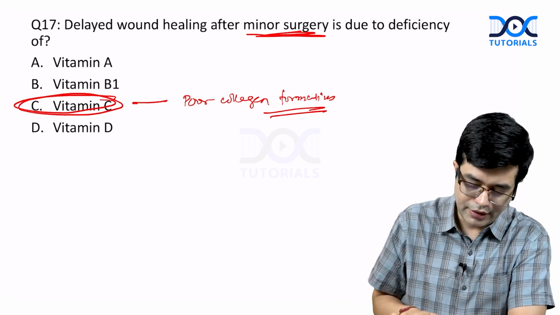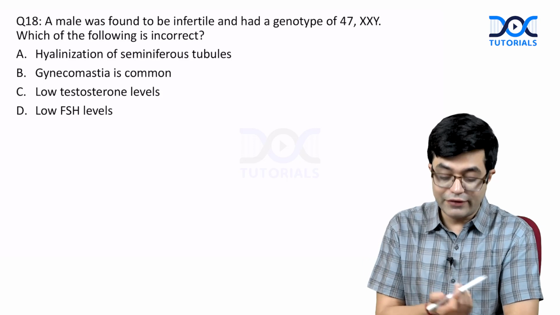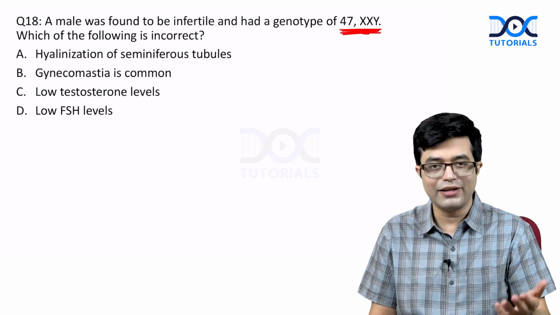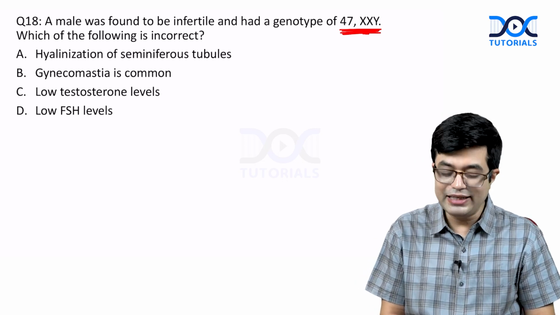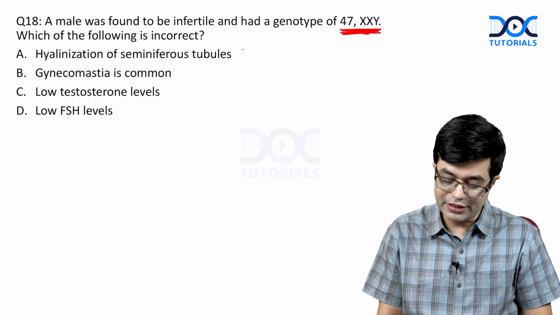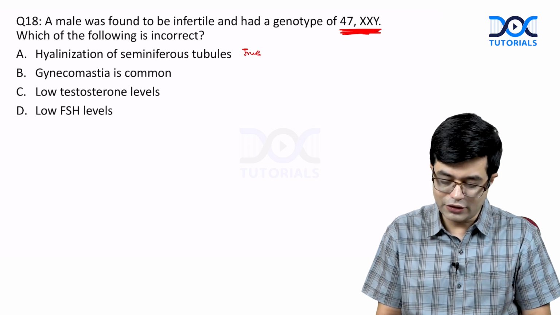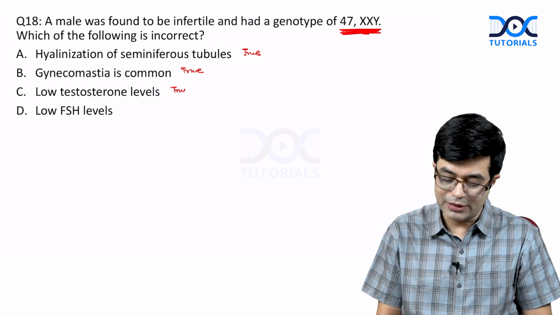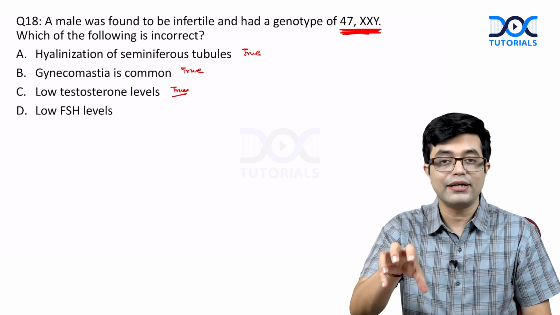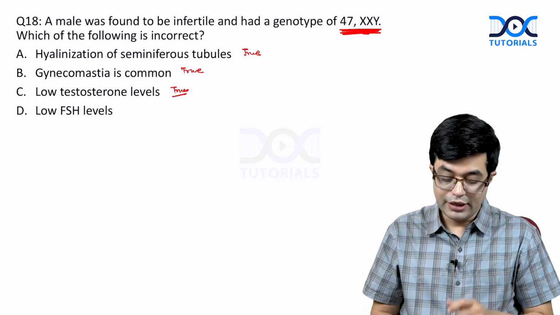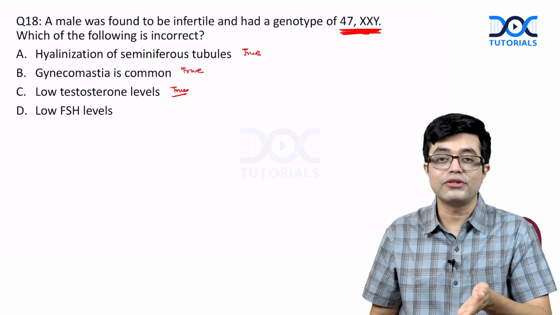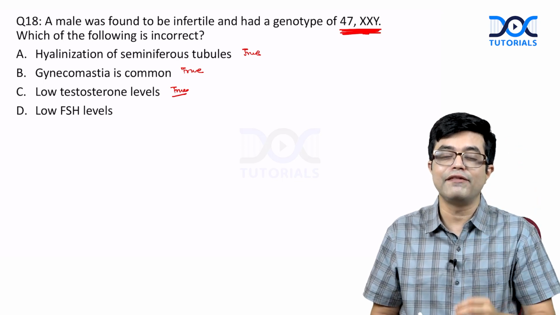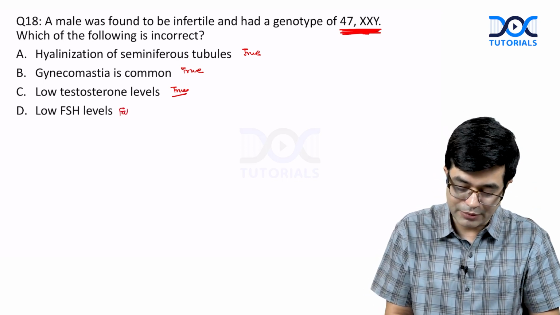Remember this. Question number 18. A male was found to be infertile, had a genotype of 47XXY. This is Klinefelter, obviously. Which of the following is incorrect? Hyalinization of seminiferous tubule is a true statement. Gynecomastia is common, a true statement. Low testosterone level is a true statement because the gonads are not producing enough testosterone. Because the gonads are not producing testosterone, feedback inhibition will be lost, and so FSH and LH levels will be high. So this is a false statement, right?